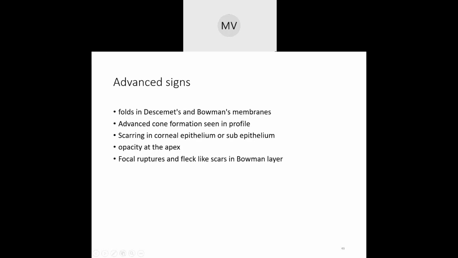The advanced signs of keratoconus will be folds in Descemet's and Bowman's membrane, advanced cone formation seen in profile, scarring in corneal epithelium or subepithelium. Opacity at the apex can be observed. Focal rupture and fleck-like scar in Bowman's layer.